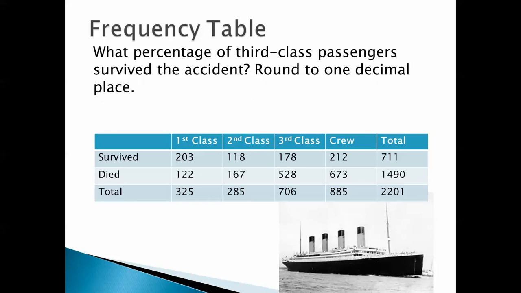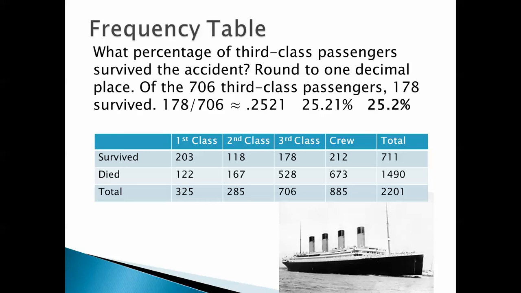What percentage of third-class passengers survived the accident? Round to one decimal place. Well, of the 706 third-class passengers, 178 survived. 178 divided by 706 is 0.2521. When we write that as a percentage, we get 25.21%, or in other words, 25.2%. Notice that a much lower percentage of third-class passengers survived compared to first-class passengers.